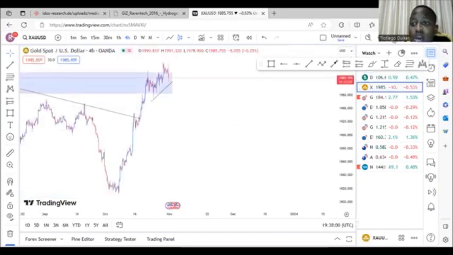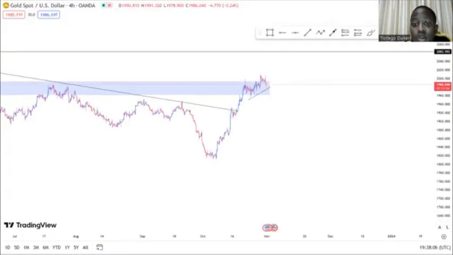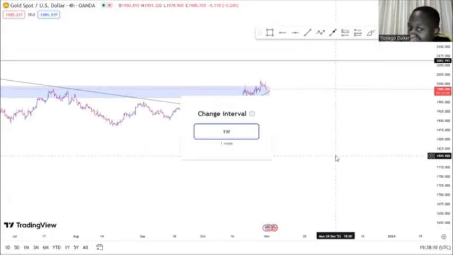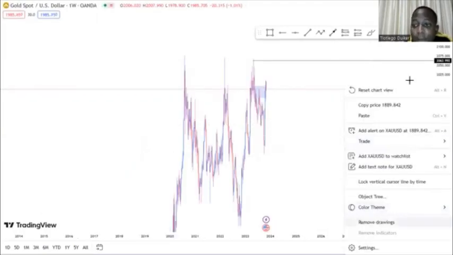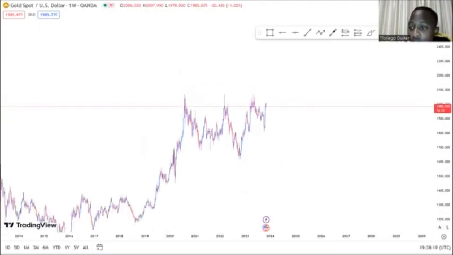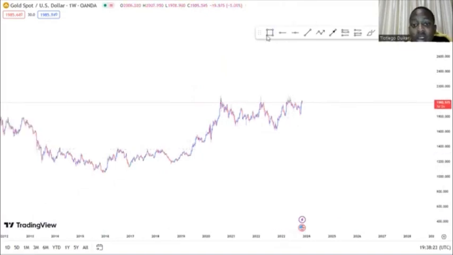So let's take a look at gold. I'm not going to analyze a lot of pairs. Let's go to our weekly time frame and remove our drawings. I've removed all the drawings, so this is our weekly time frame.